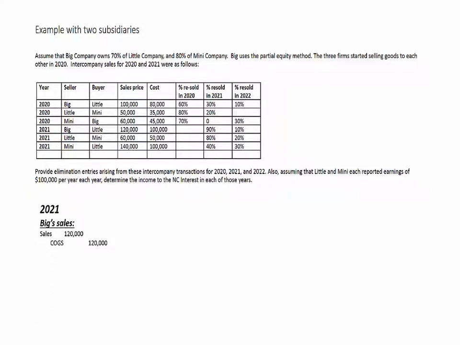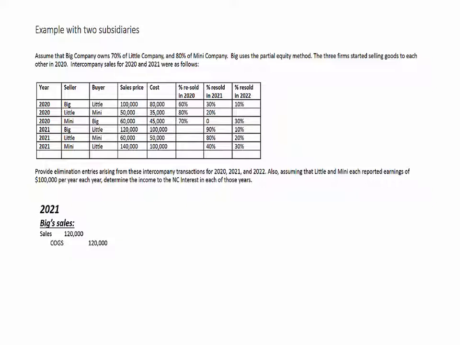We're going to start with Big's sales, and again, notice that I've moved away from saying Big selling to Mini or Big selling to Little. All that's really relevant is that Big is the company that's making the sales. It doesn't matter whether they're being sold to Little or to Mini. Big is the seller, so this is a downstream sale. The unrealized or realized gross profit is on Big's income statement. It doesn't matter which of the related parties bought the merchandise.